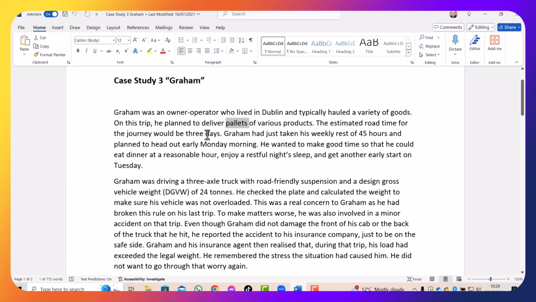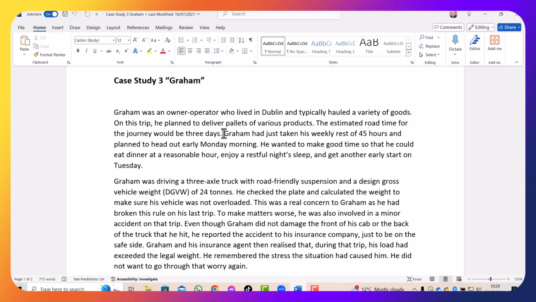So he's going to need to take his daily rest, isn't he? Can he take his daily rest in the vehicle? If it's a bunk, or a couchette. Yes, a bunk or, who was saying the other word? Couchette. Couchette, yes. Graham had just taken his weekly rest of 45 hours. So a full weekly rest, and planned to head out early Monday morning.